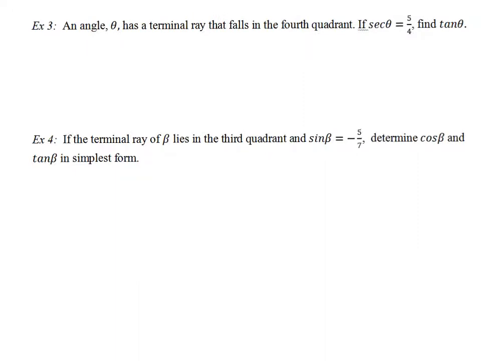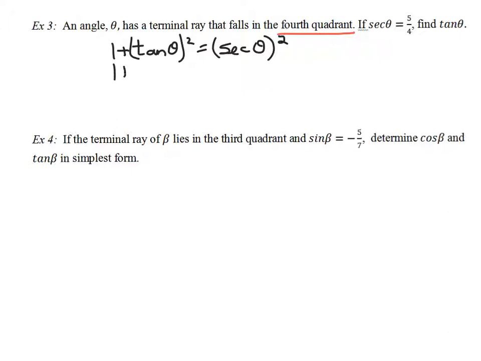Looking at example number 3, it says an angle theta has a terminal ray that falls in the fourth quadrant. So again, that quadrant is going to be important for our positive or negative. I know that the secant of theta is equal to 5/4, and I want to find the tangent of theta. So pick the appropriate Pythagorean identity. So I'm going to say for this one I have to use 1 plus tangent of theta squared equals secant of theta squared. So that's putting together the correct two trig functions.